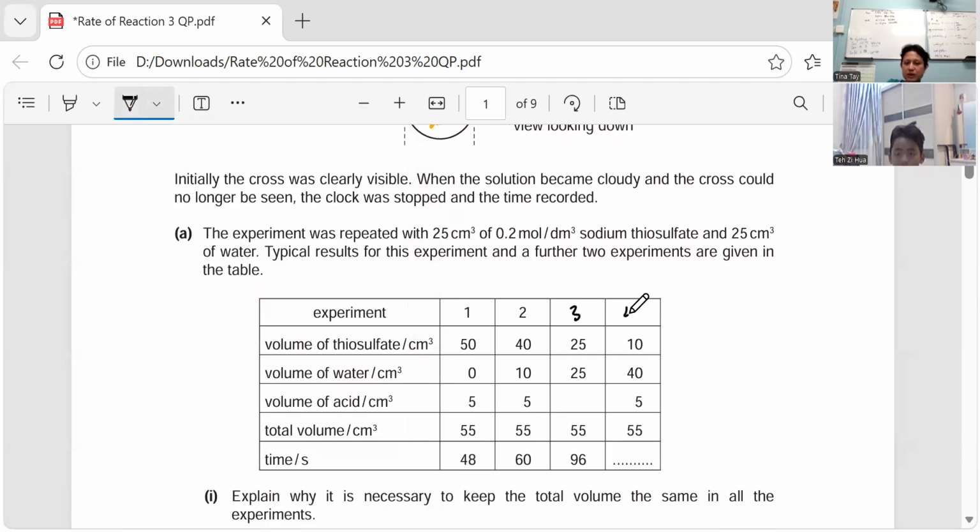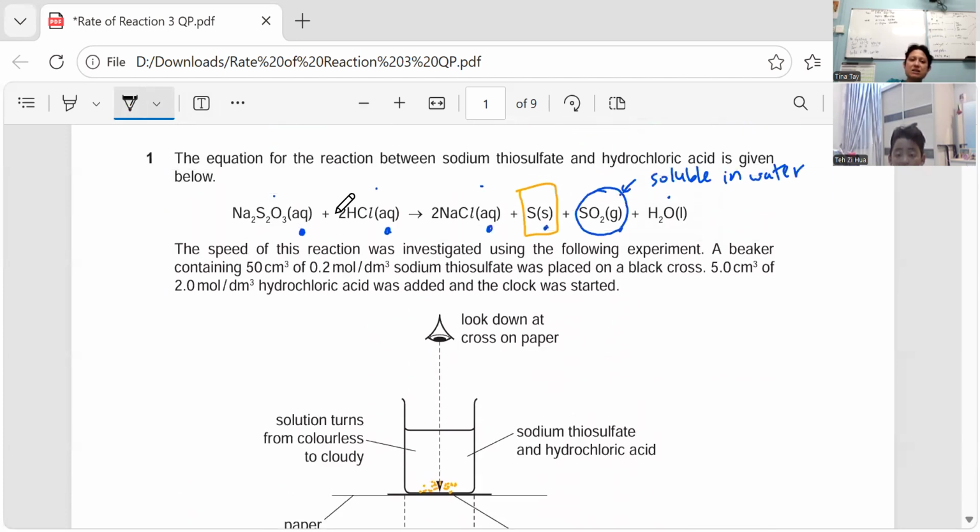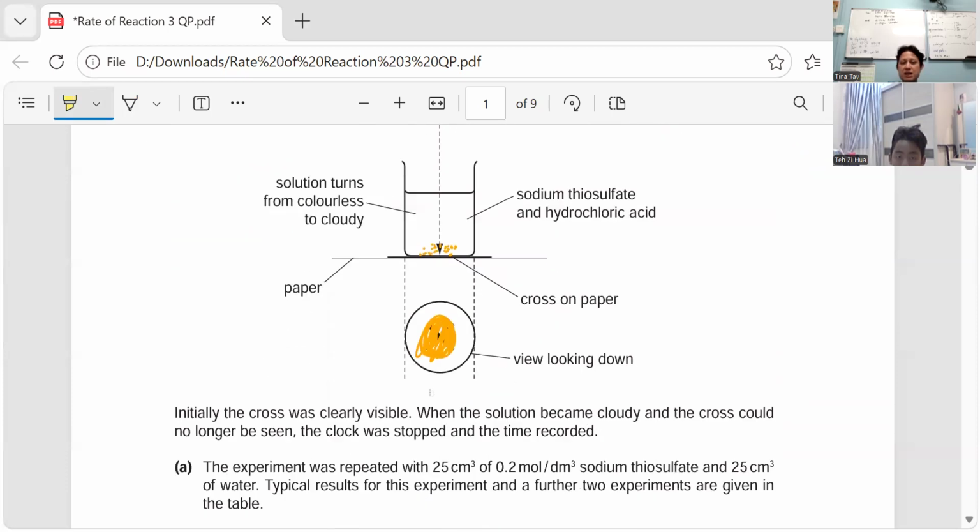So my chemicals are sodium thiosulfate, 50 centimeter cube, 0.2 mole per decimeter cube of sodium thiosulfate, and 5 centimeter cube of 2 mole per decimeter cube of hydrochloric acid. So you know the acid and you know the sodium thiosulfate. When these two add together, you get a yellow precipitate that covers the X. Can you understand?